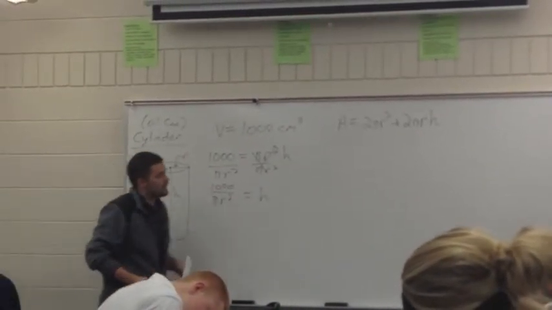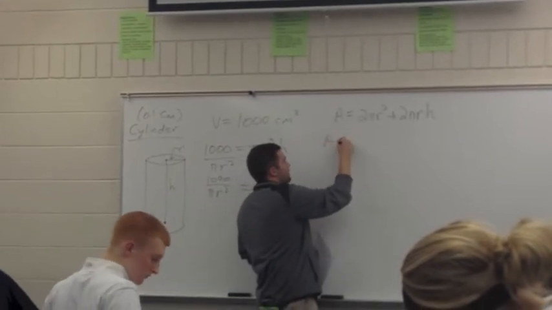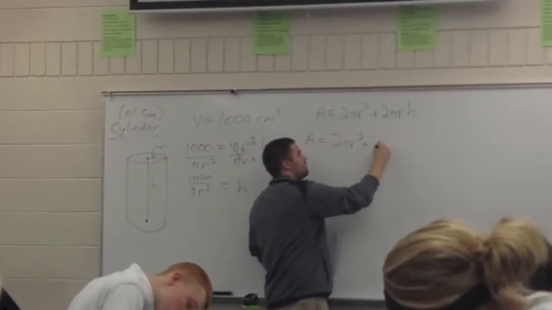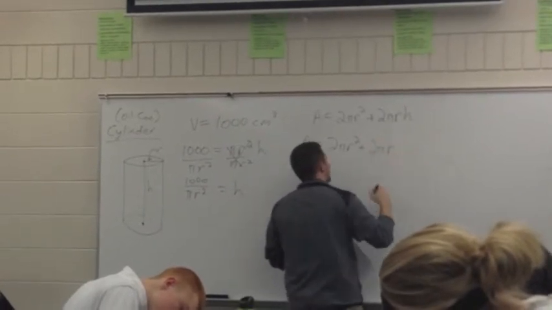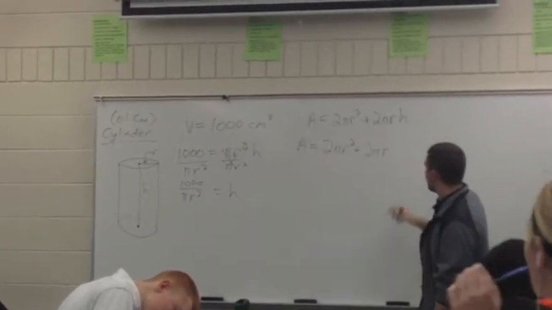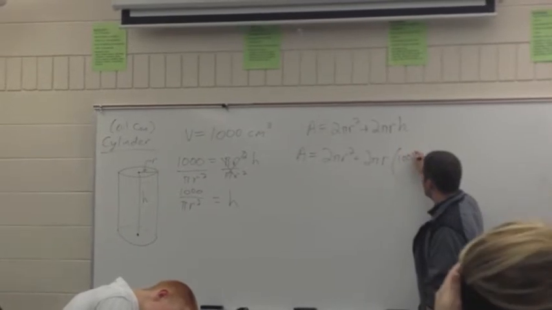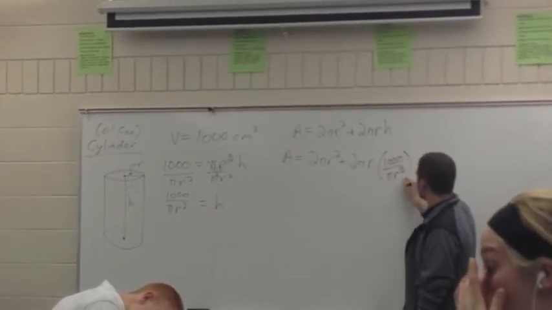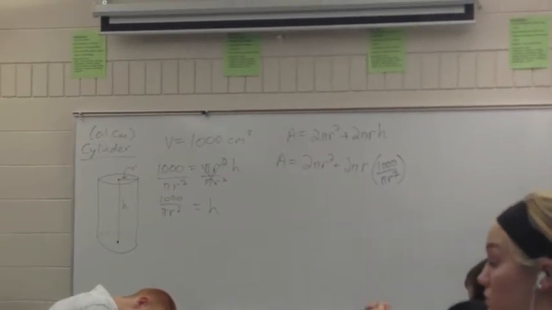Okay. Let's substitute everything back in. So A equals 2 pi r squared plus 2 pi r times h, and we said h was 1,000 divided by pi r squared. Okay?